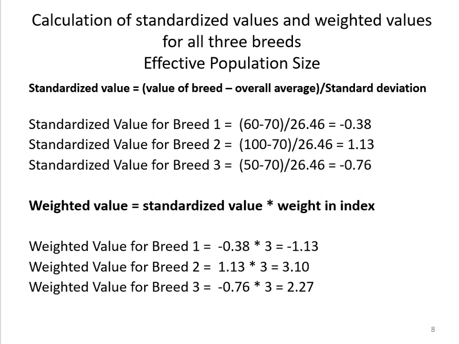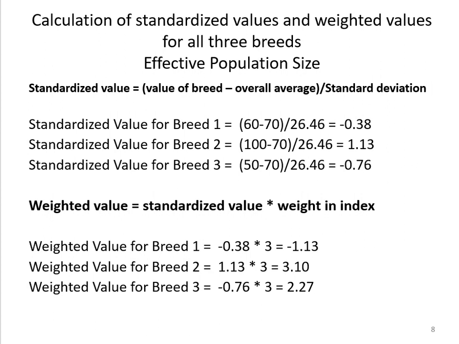So here's a bit of statistics or calculations. Calculation of standardized values and weighted values for effective population size. The standardized value for breed 1 is (60 minus 70) divided by the standard deviation, which is minus 0.38. For breed 2 it is (100 minus 70), which gives 1.13. For breed 3 it is minus 0.76. So the standardized value is calculated as the value for that specific breed minus the overall average, divided by the standard deviation.